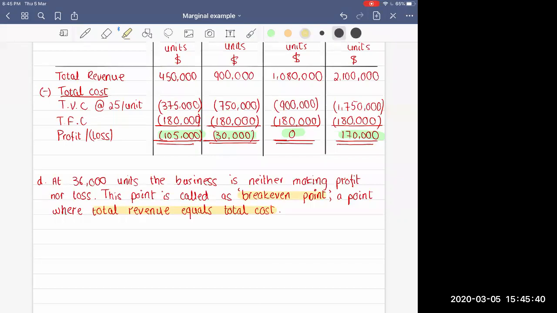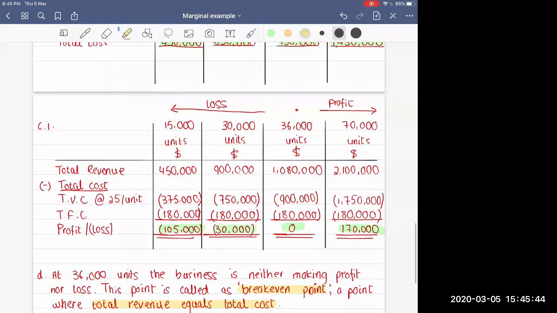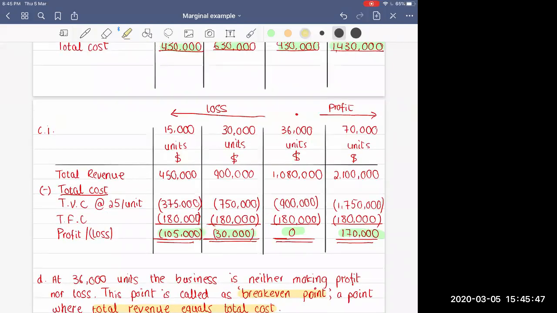What do you think, guys? How are you adapting to this particular concept of fixed and variable cost? And how are you managing to calculate the profit and loss at different activity levels?